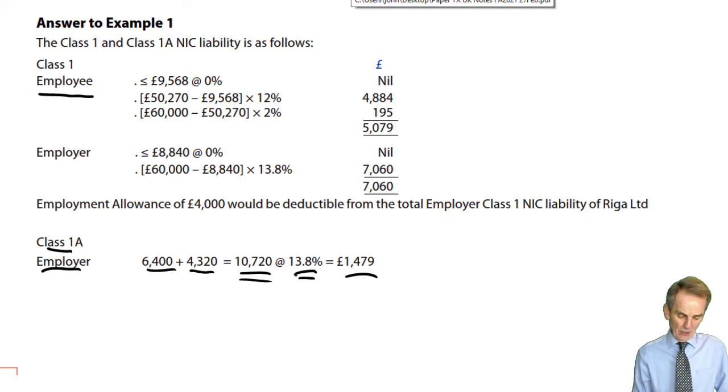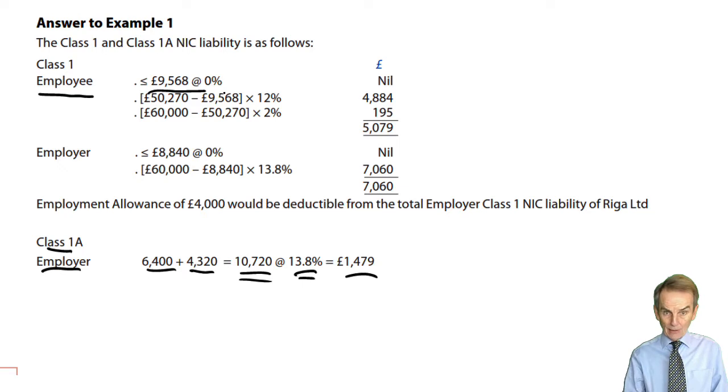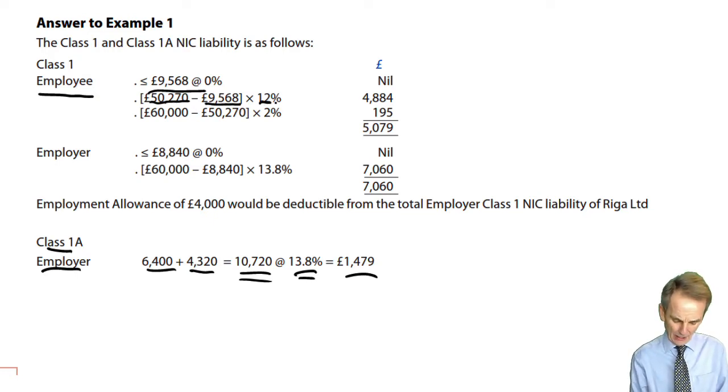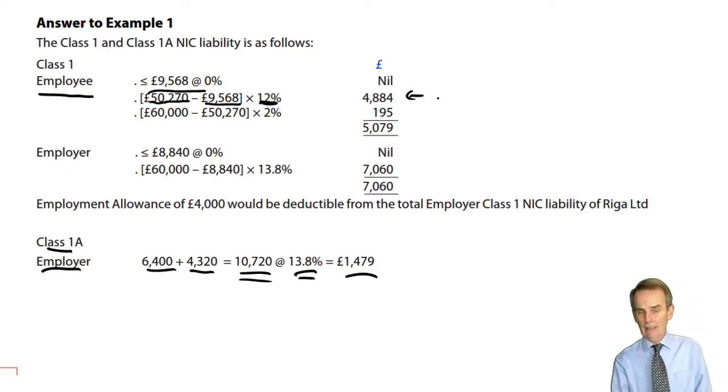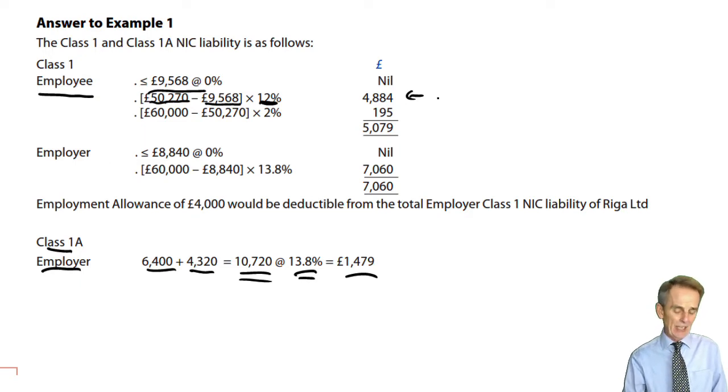So what have we got here? We've got up to the first 9,568 at 0%. Then with a salary, our cash earnings, of £60,000, we exceed that upper limit of 50,270. So above 9,568 up to 50,270, we've got the main 12% rate that applies. Again, do check the numbers on that, make sure I've used my calculator correctly. Then on the excess above 50,270 up to the annual salary figure for our tax year of 60,000, we just take 2%.